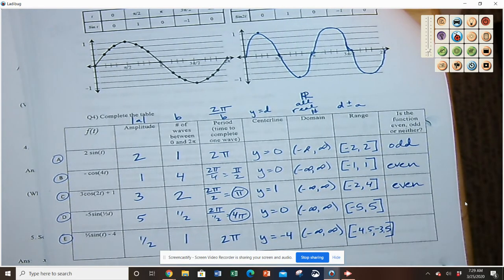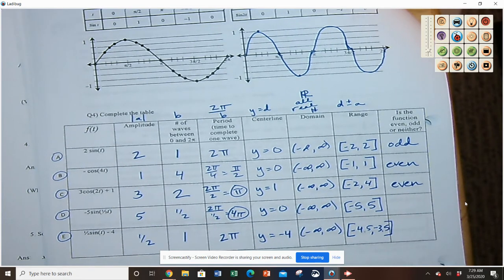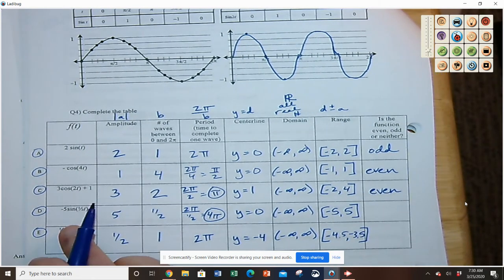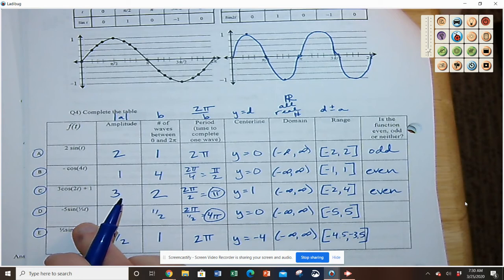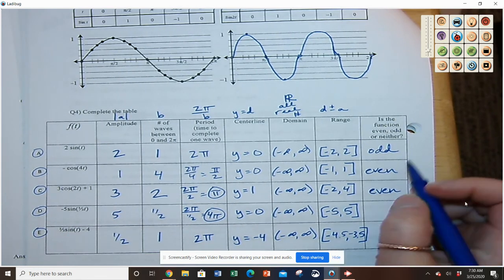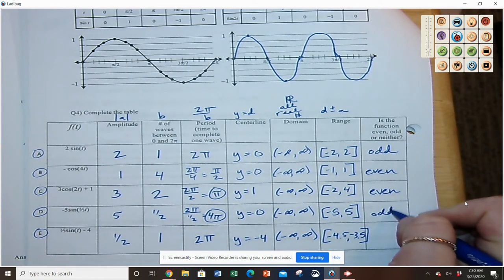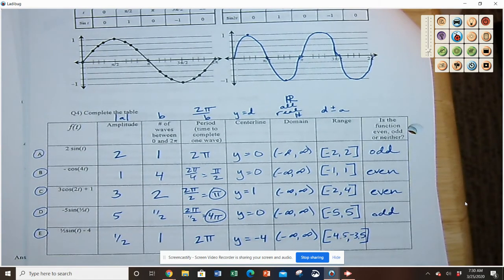Okay, now the sine function down here for letter D, I have a bigger stretch, and this one is going slower, but that's not changing anything else. So this one is still going to be odd. So your opposite inputs will have the opposite output.